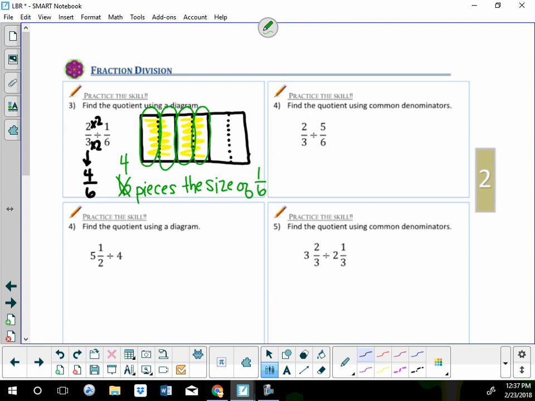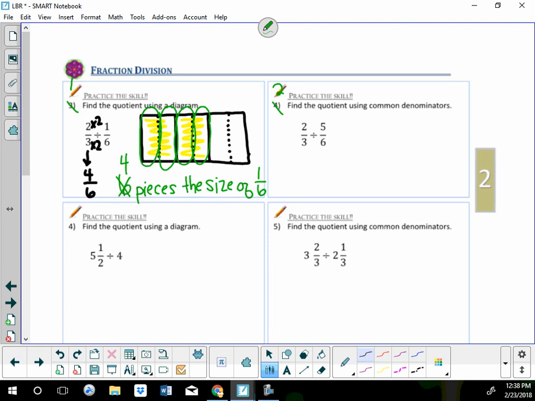Perfect. All right, so let's move on to our next one, number 4. And is it number 4 on yours? I think it's number 2 on yours. I'll fix that. There we go. Okay. And we are going to find our quotient, our answer to a division problem, using common denominators.